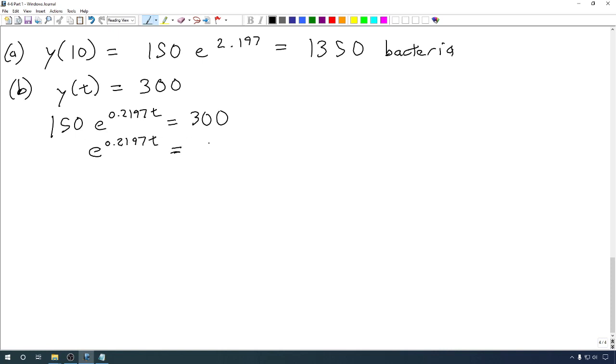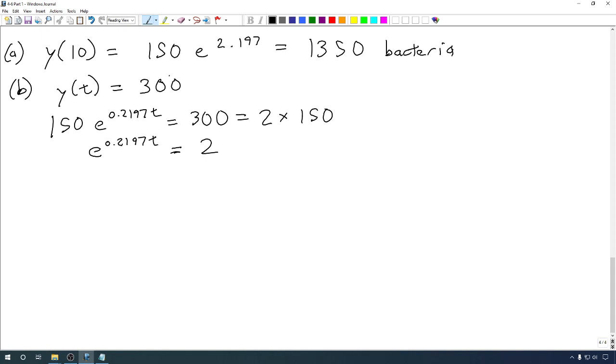300 divided by 150, of course, is just 2. In fact, that's where we got the 300 from. It was just 2 times 150. So that shouldn't be surprising. In fact, you can kind of note from here that it didn't really matter that we started at 150.